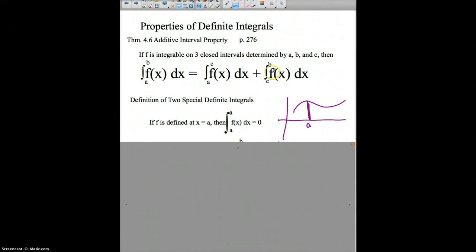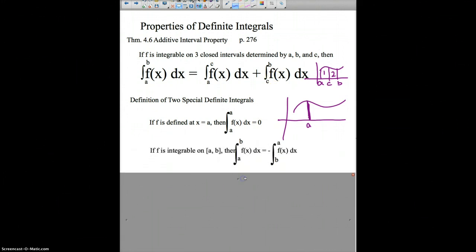Let me draw a figure of what this is talking about. If I want to find the area from here to here, this is A and this is B. If somehow it was easier to find the area of this piece here and then find the area of this piece here, we could just add those two pieces together to find the area. And we'll talk more about how that is helpful as we go on.